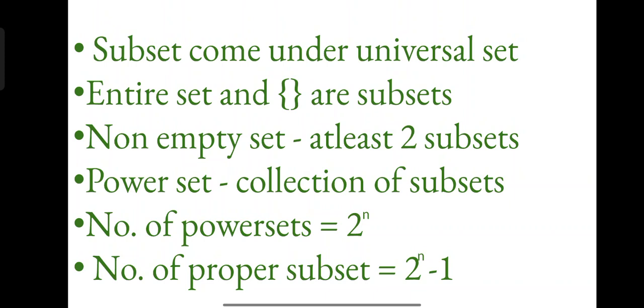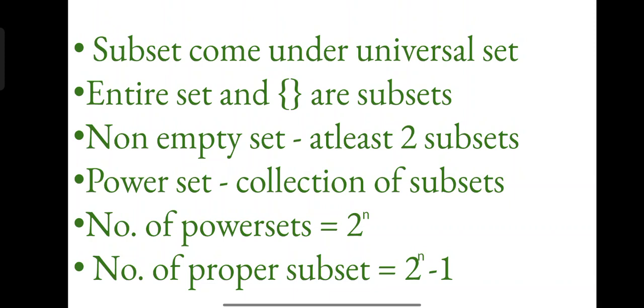A non-empty set will contain at least two subsets. A non-empty set means what? At least one element, so that one element and a null set, so there come two. So a non-empty set will contain at least two subsets. The number of subsets increases as the number of elements in a set increases.